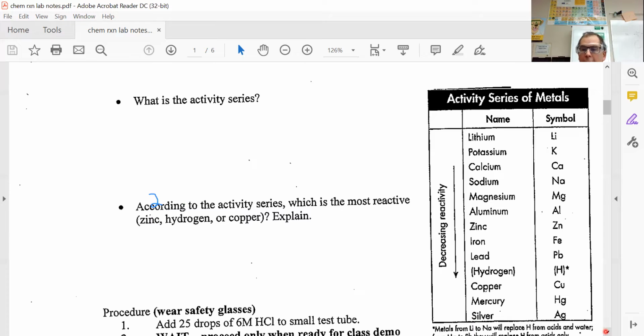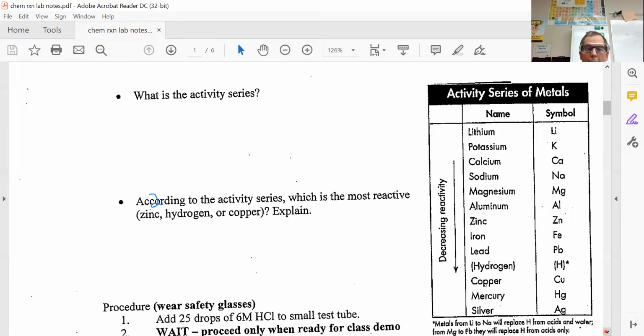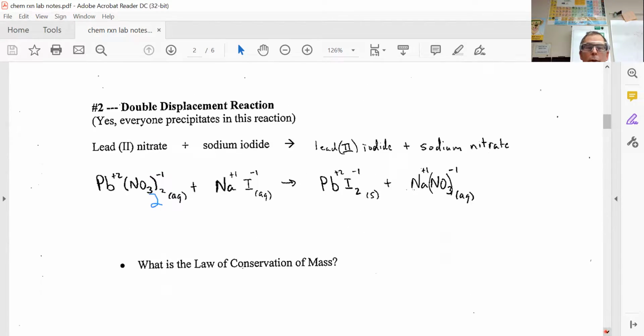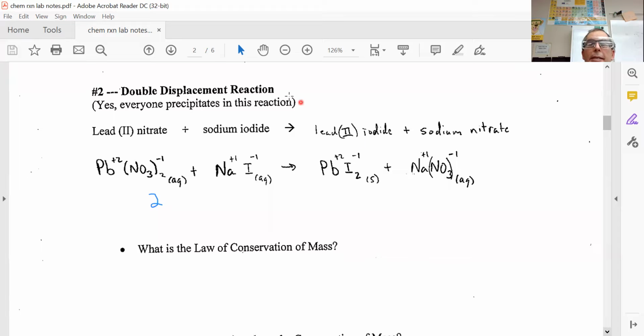Right, that is reaction one. Let's take a look at reaction number two. And this is a double displacement reaction. And just do a quick erase here and get this number out.